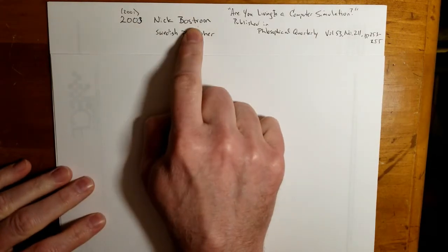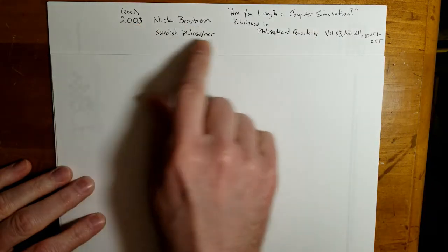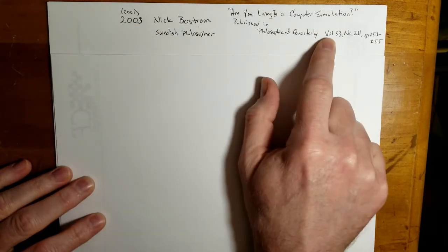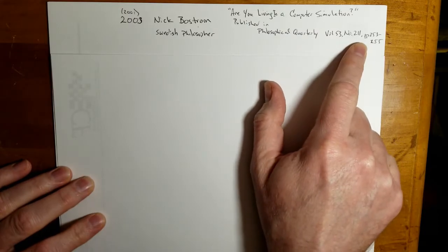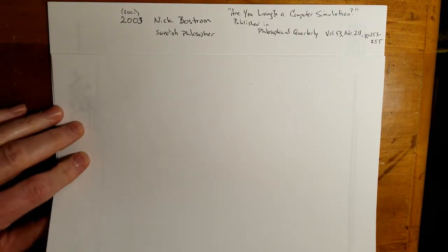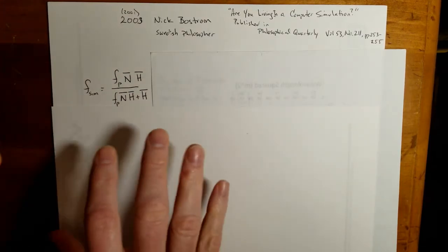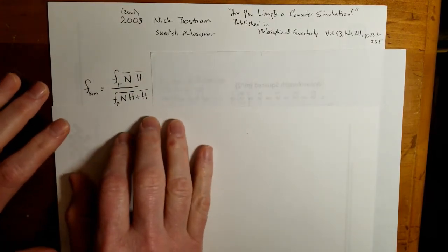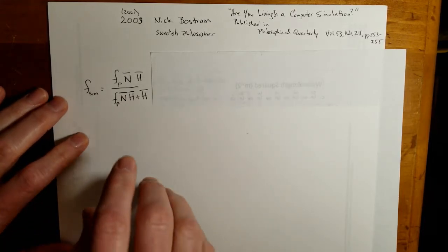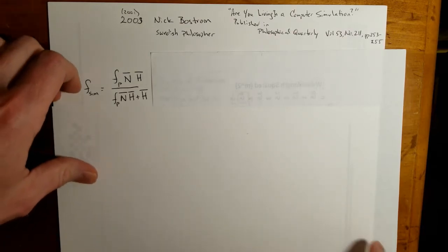All right, in 2001, a Swedish philosopher named Nick Bostrom wrote an article, "Are You Living in a Computer Simulation?" It got published in 2003 in Philosophical Quarterly, volume 53, number 211, pages 253 to 255. As part of this paper, he included an equation. How he got to this is not particularly important right now. What we're going to do is a dimensional analysis of this.